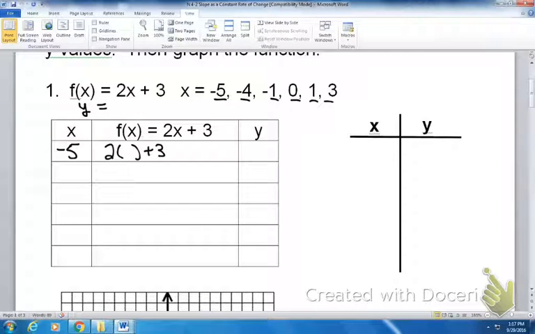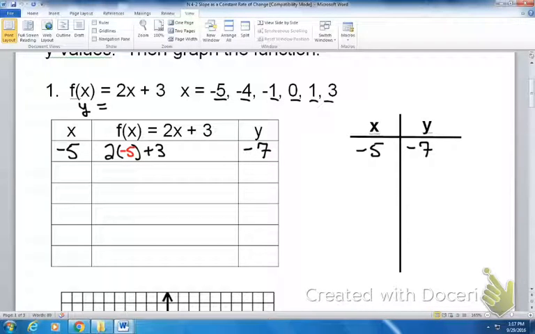And guys, we've got to get used to putting parentheses around everything that we plug in. So I'm going to plug in -5. Now, this is basically a calculator problem. 2 times -5 is -10, plus 3 gives me my y value of -7. So I'm going to come over here to this table. I have x and y, and I'm going to write -5 for my x value, -7 for my y value.